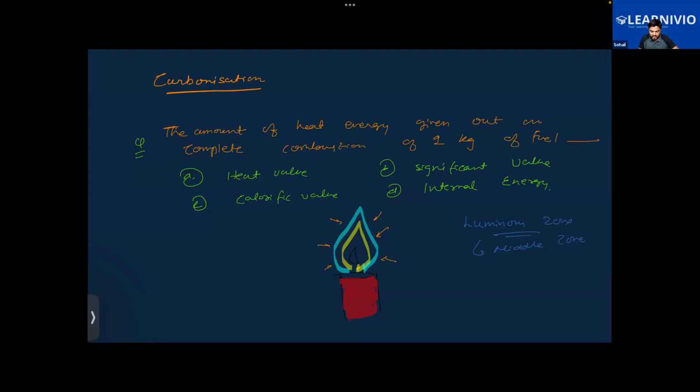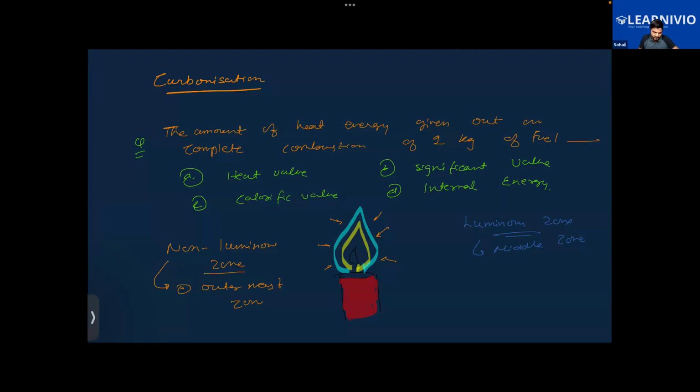Which zone is also called the non-luminous zone of the candle flame? The outermost, actually. So the non-luminous zone is the outermost zone. Getting it, guys?